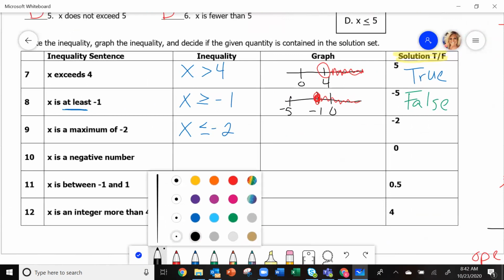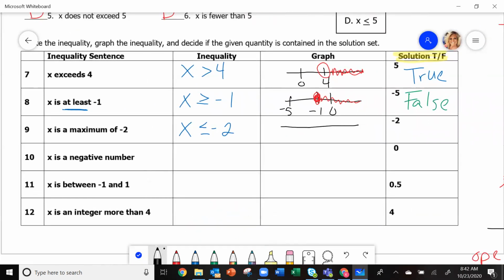Okay, so my number line, I've got -2, and the 0 is over here to the right of it because it's getting bigger that way. So less than or equal to, I'm going to color it in and shade to the left. Then it's asking, is -2 a solution? It's a colored in circle. If it's a colored in circle, that means it is true. It is a solution.